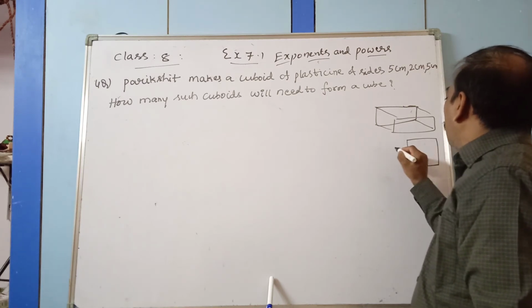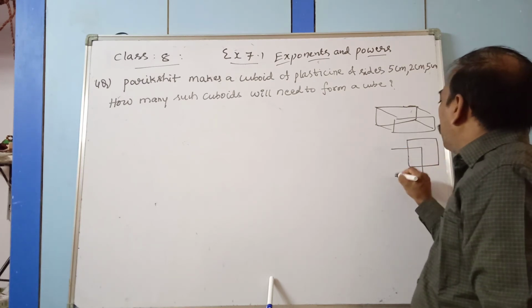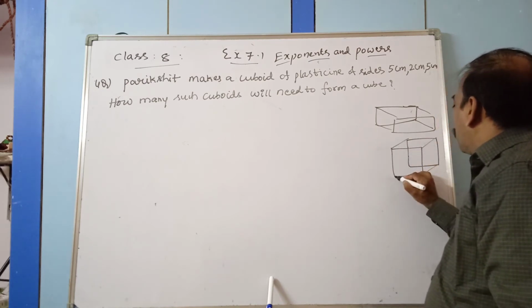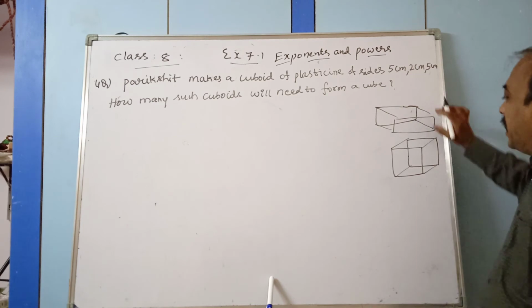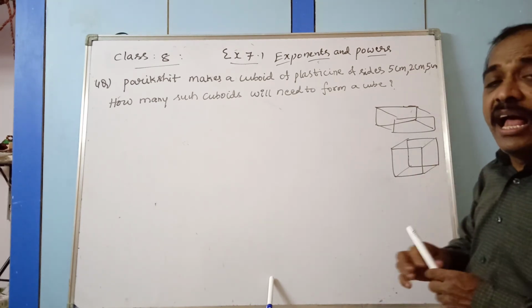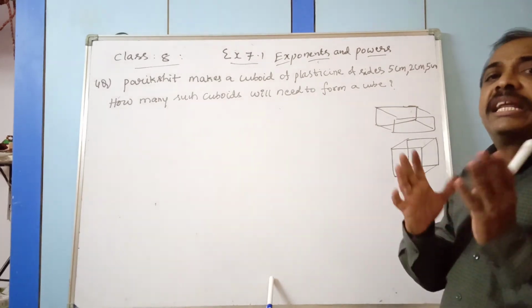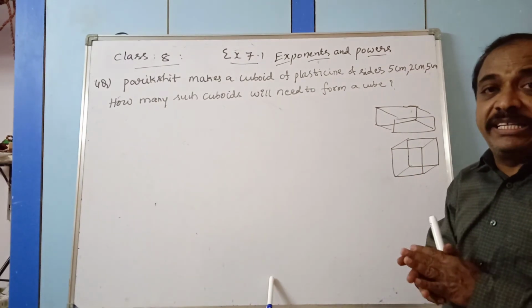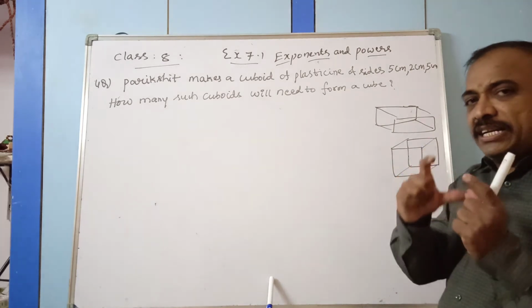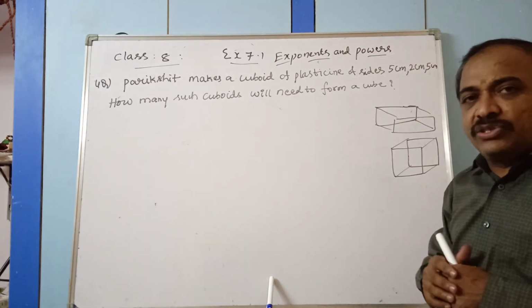So how many cuboids are required to get a cube like this? By using these cuboids, he wants to convert them into a cube. Like that, how many cuboids are required? As we know, cube means a triple group must be there. Each factor should be 3 times.